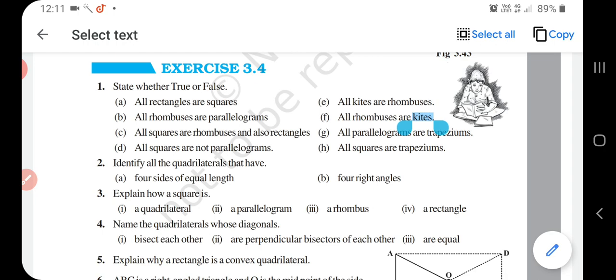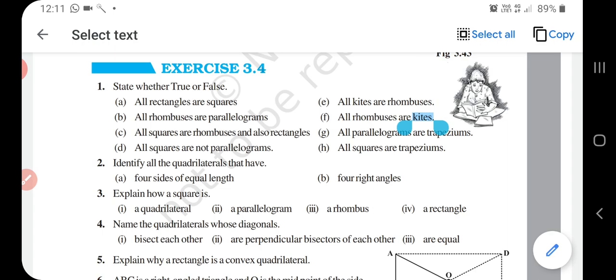Now question number two, identify all the quadrilaterals that have four sides of equal length. Four sides of equal length are in a square as well as a rhombus. Now four right angles: always in a square and in a rectangle. So square as well as rectangle have four right angles.